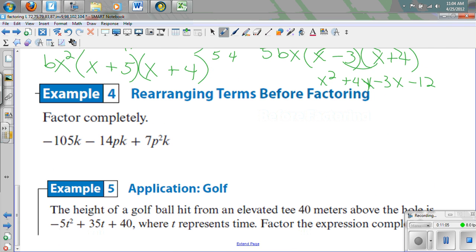Rearranging terms before factoring. You must always have the largest exponents first. So we need these in descending order, so I'm going to rewrite this as 7p squared k minus 14pk. And this first one is a third degree, because there's a 1 on the k and 2 on the p. The second one is a second degree because there's 1 on each one of those. And then the negative 105k just has a single. So it goes degree 3, degree 2, degree 1.